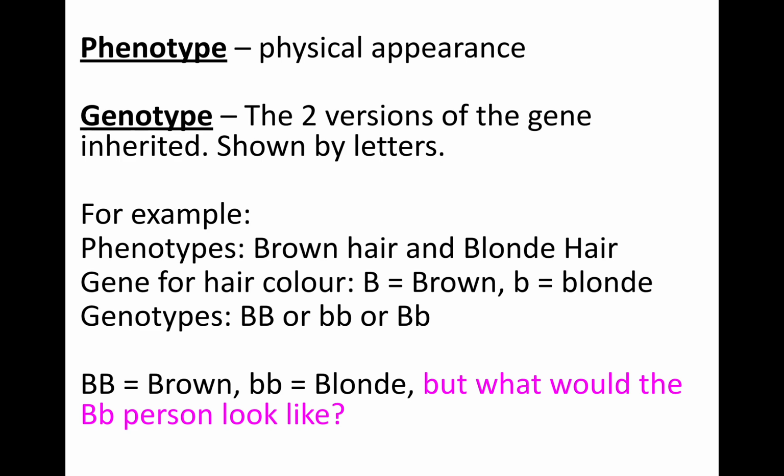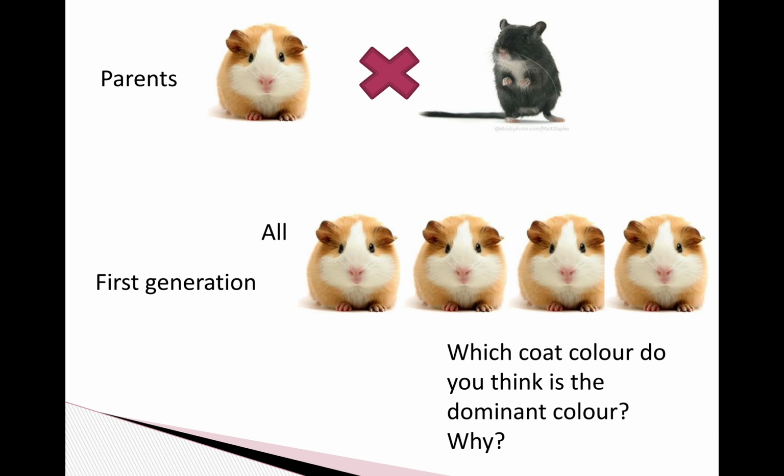However, you could have one brown-haired parent and one blonde-haired parent. You get the brown, big B from your dad, and the small b blonde from your mum. So you have a big B and a small b. So big B at the bottom equals brown. Small b equals blonde. But what would you look like if you were the big B and the small b person? Because you have both the brown hair gene and the blonde hair gene, but you can't be both.